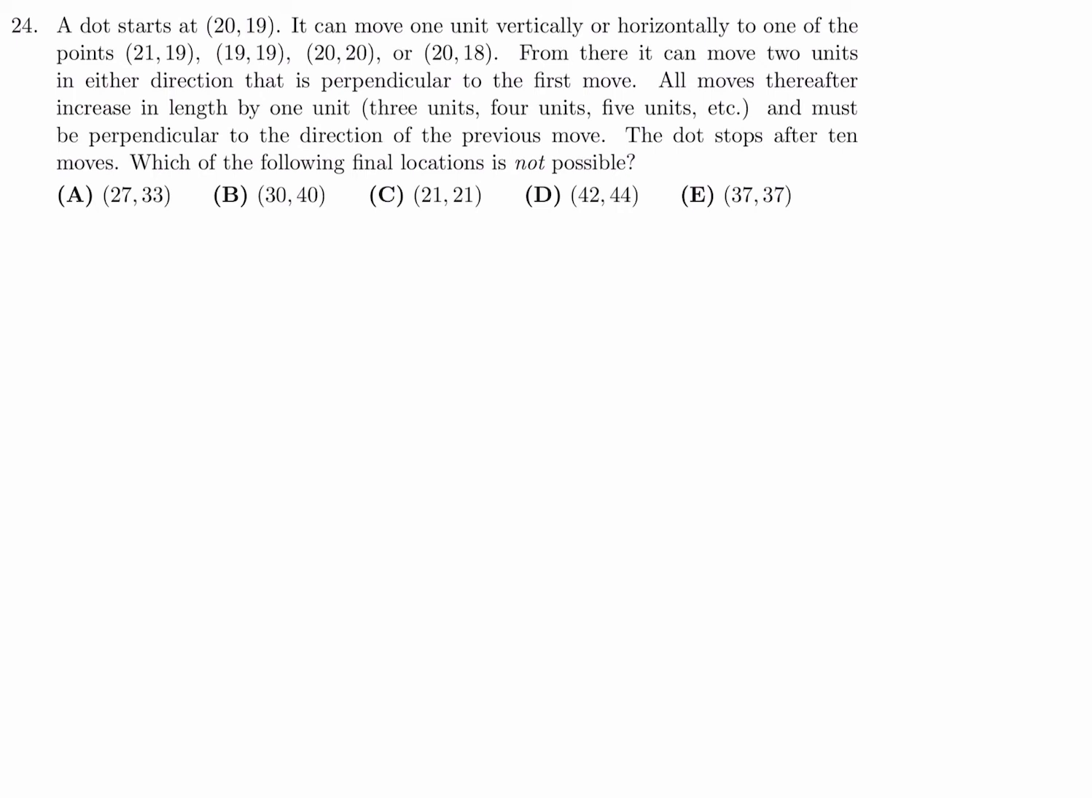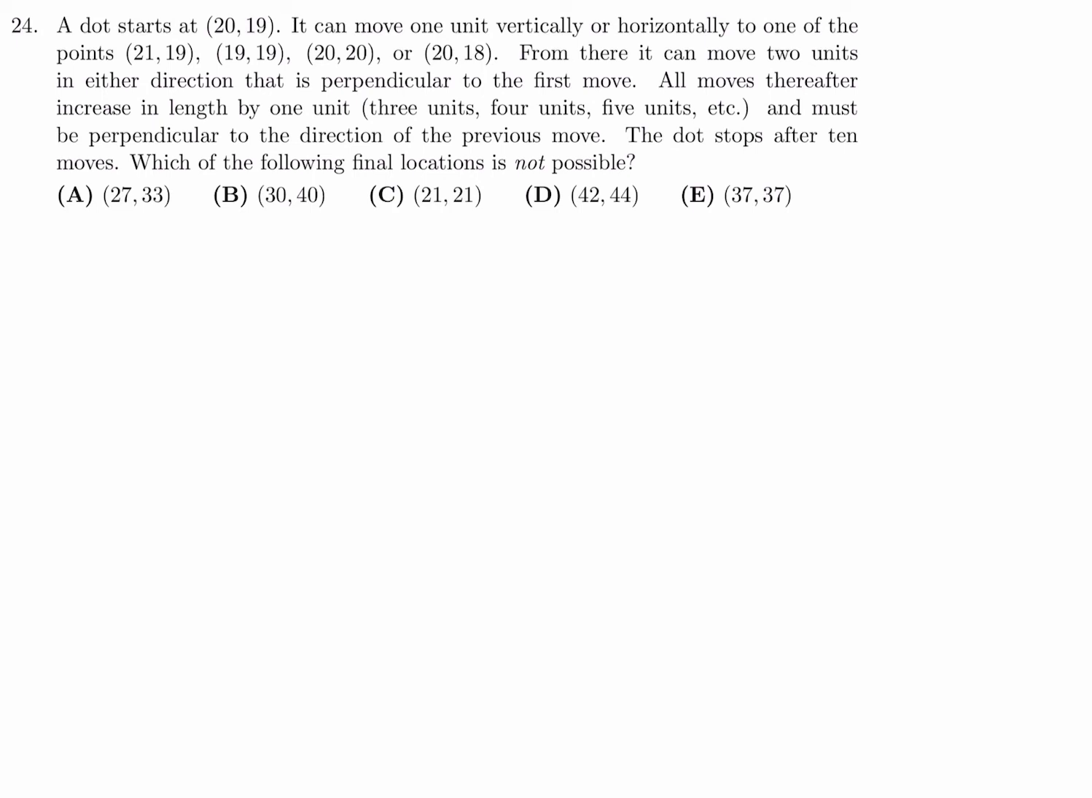A dot starts at 2019. It can move 1 unit vertically or horizontally to one of the points 2119, 1919, 2020, or 2018. From there, it can move 2 units in either direction that is perpendicular to the first move. All moves thereafter increase in length by 1 unit: 3 units, 4 units, 5 units, etc. And then must be perpendicular to the direction of the previous move. The dot stops after 10 moves.